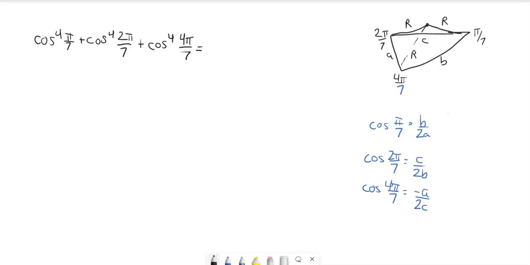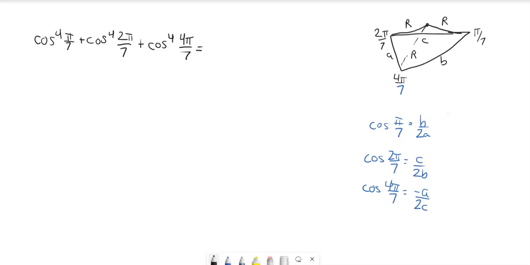This is part 28 in my Exploring the Heptagonal Triangle series. What we're going to do is take the cosines of the three angles in the triangle, raise each of them to the fourth power, and then find the sum of them. As you can see on the right below my heptagonal triangle diagram, I have the three cosines written out, and I proved those identities earlier in the series.